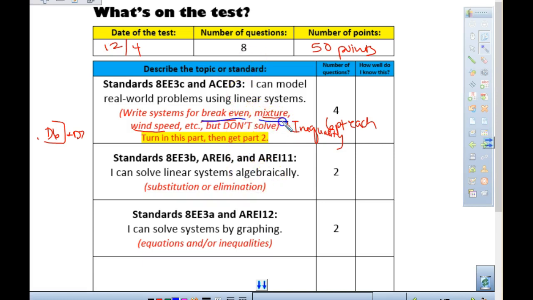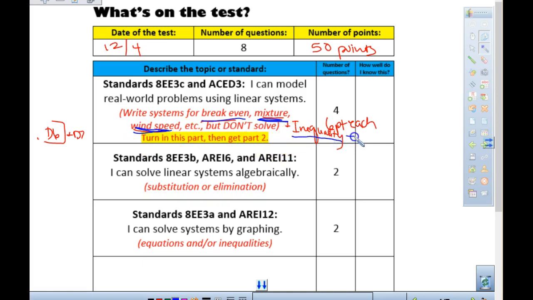You're going to have a mixture problem. You're going to have a wind speed, or it could be a bird question, like you're going with the wind, with an airplane or with the bird. It might be a boat problem, like you're going with the current and against the current. Okay, so that type of question. And then the last one will be an inequality.